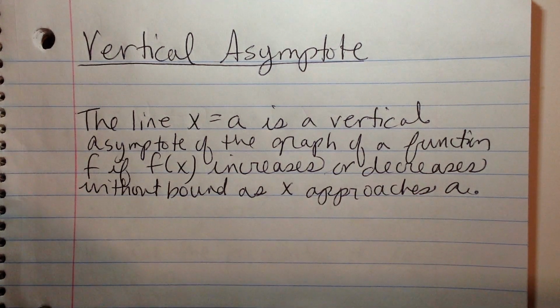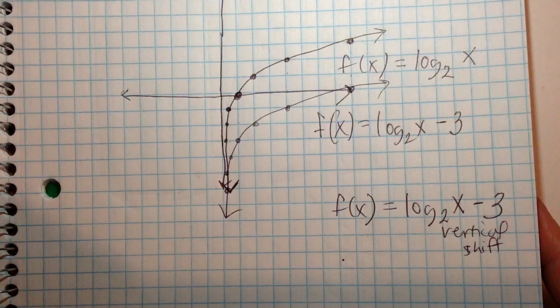Vertical asymptotes. The line x equals a is a vertical asymptote of the graph of a function f if f of x increases or decreases without bound as x approaches a. So I want us to talk about vertical asymptotes. I'm going to use a graph that we have dealt with previously so that we can discuss vertical asymptotes.